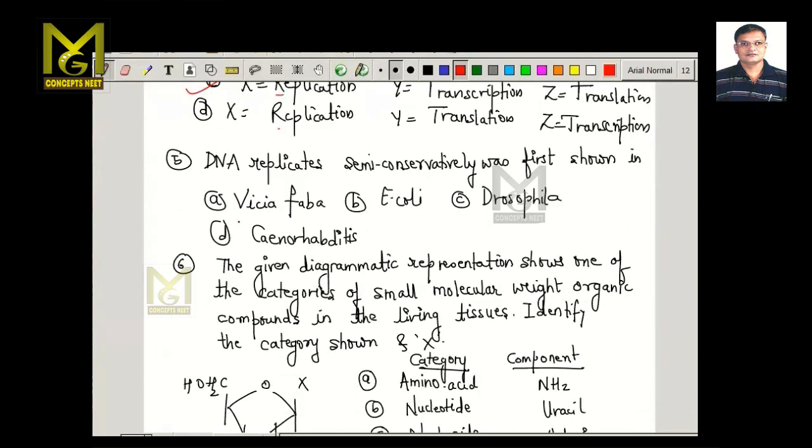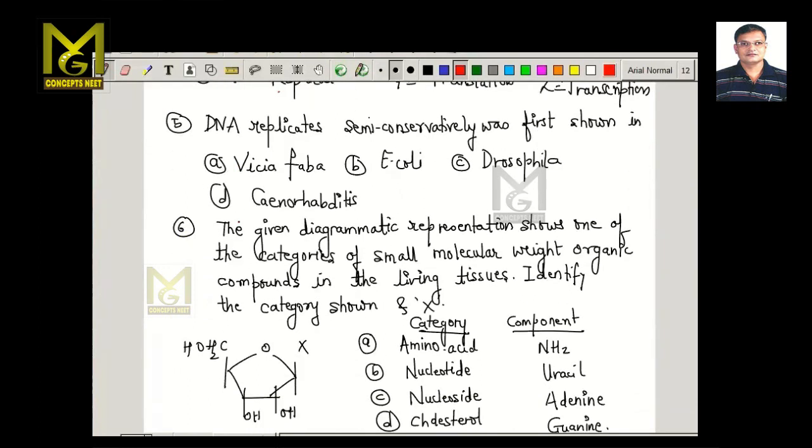DNA replicates semi-conservatively. This was first shown by Meselson and Stahl. They used the experiments where they were using N15 and N14, and the correct answer to this is Escherichia coli. So the answer is B.